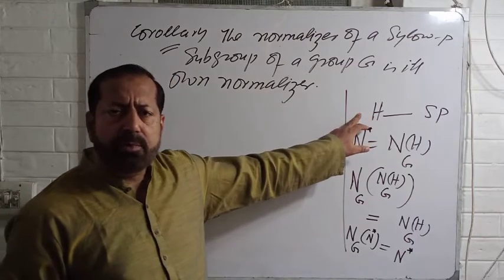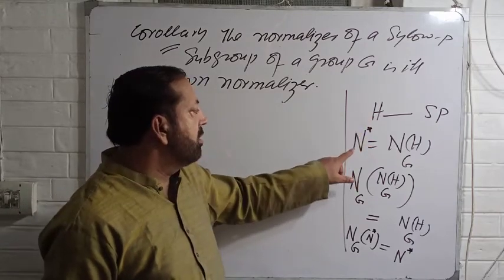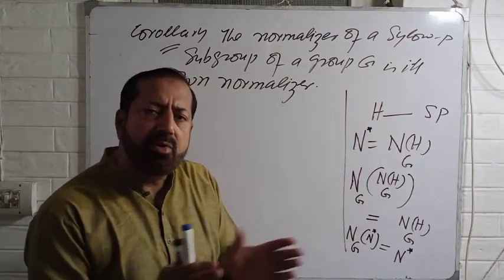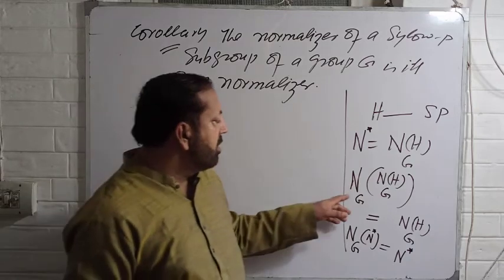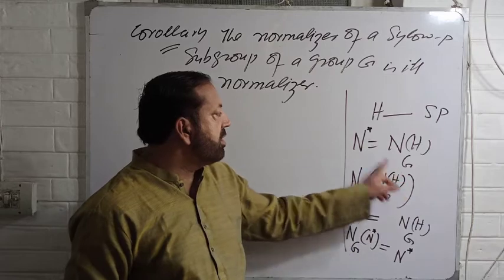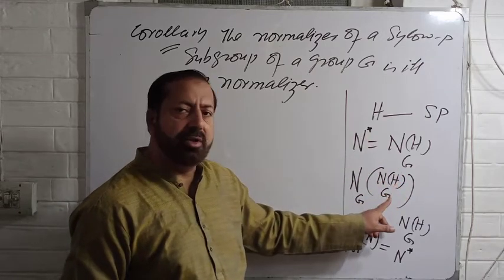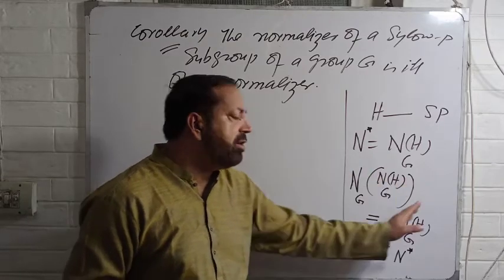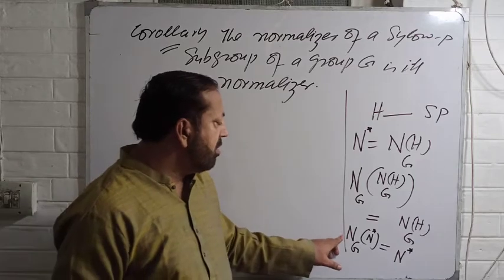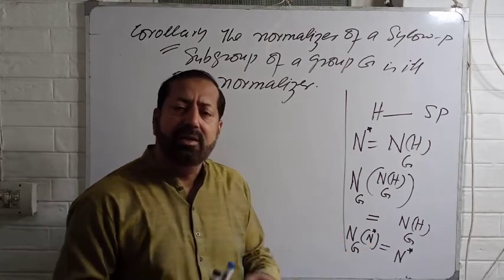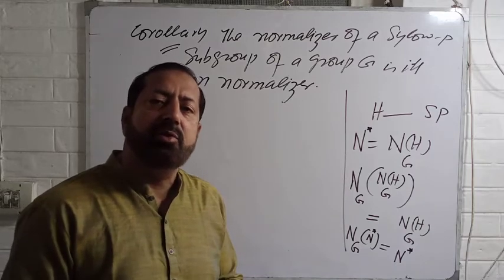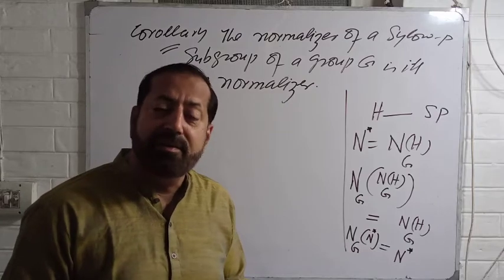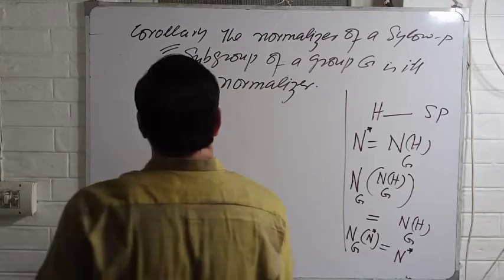If H is a Sylow-p subgroup in a group G, then you take N star as a normalizer of H in G, then it is so easy now to show that the normalizer of this N star, which was N_G(H), is in fact N_G(H). That is, the normalizer of N star in G is N star. Right? Now, this is so easy. You take K is equal to capital N. Of course, then N is contained in N itself. Okay? So, this proof is easy.